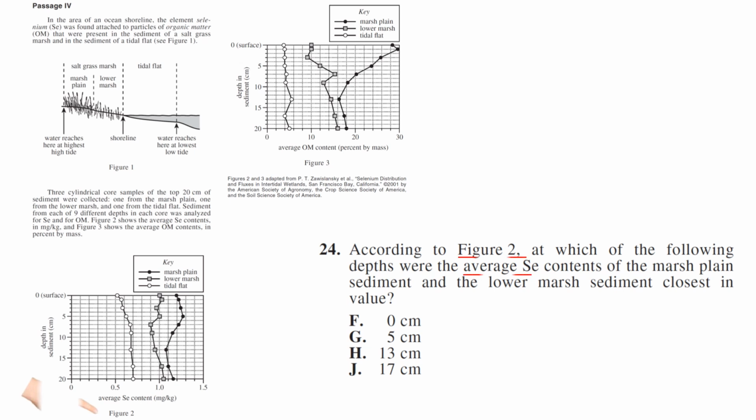24, according to figure 2, at which of the following depths was the average SE contents of the marsh plain sediment and the lower marsh closest? So when are these two sediment content averages closest together? What depth? We could process of elimination, but it looks like we can also see right there. That's at about 17. That's definitely where it's closest. You might could go down to 20, but that's not an option. It looks like they're a little further apart at 20 anyway. So J, 17.